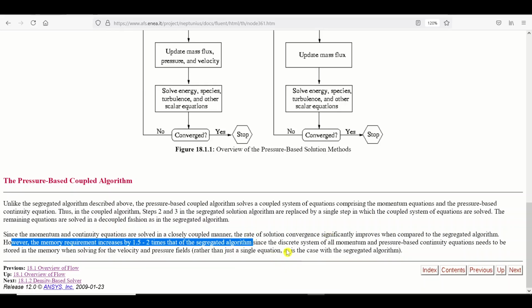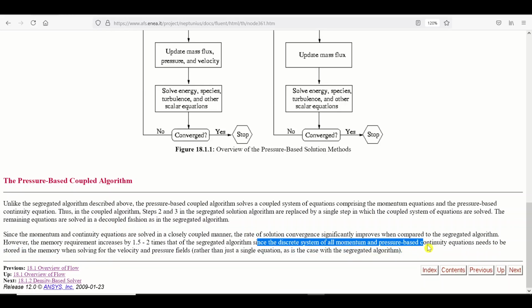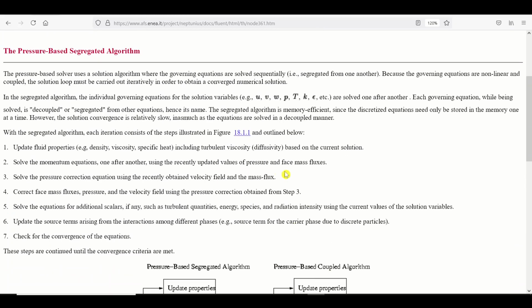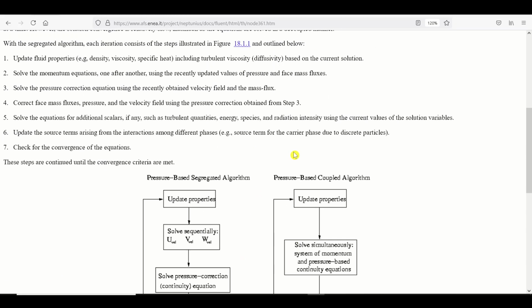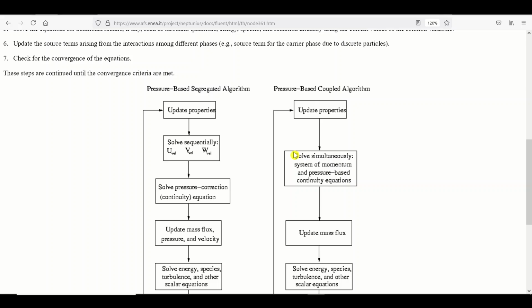It is not a big thing, and this is because the discrete system of momentum and pressure-based continuity equations needs to be stored in memory when we are solving the velocity and pressure fields, rather than just a single equation as in the case of the segregated algorithm. That is what is mentioned over here, and I believe you have understood the differences between the two algorithms in the pressure-based numerical method.